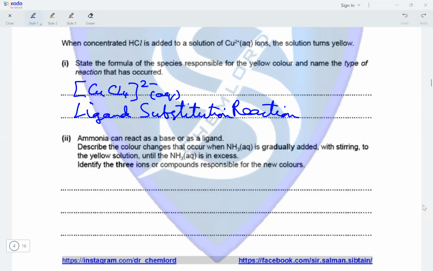Ammonia can react as a base or as a ligand. Describe the color change that occurs when ammonia is gradually added with stirring to the yellow solution until ammonia is in excess. Identify the three ions or compounds responsible for the new colors.